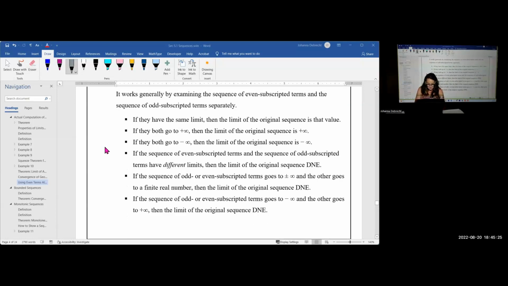So here are the different possibilities. Either they have the same limit, in which case the limit of the original sequence is that value, or they both go to infinity, so the sequence does, or they both go to -infinity, so the sequence does, or they have different limits, either infinity, -infinity, or some finite value. But if they're different, then the limit of the sequence diverges and does not exist. And that's basically the rules for what we have for the convergence of a sequence.